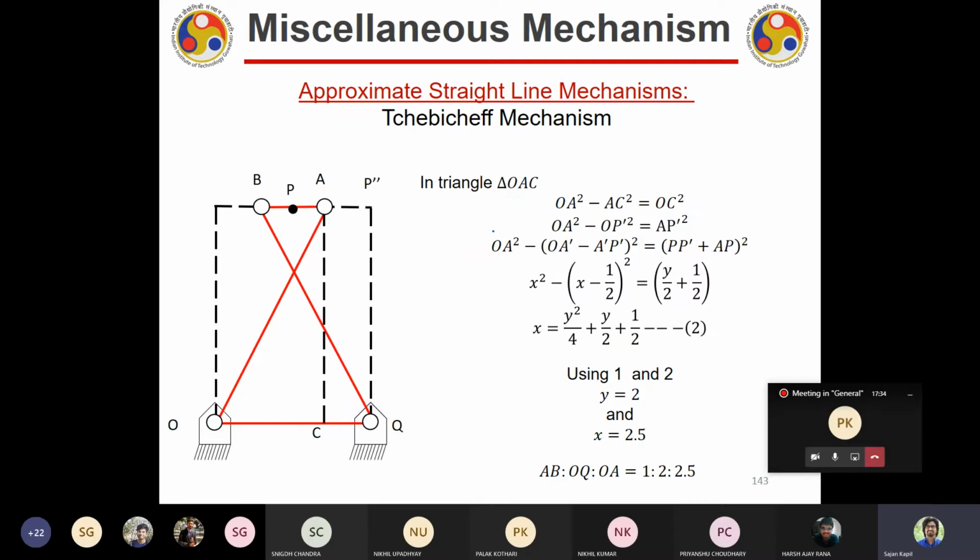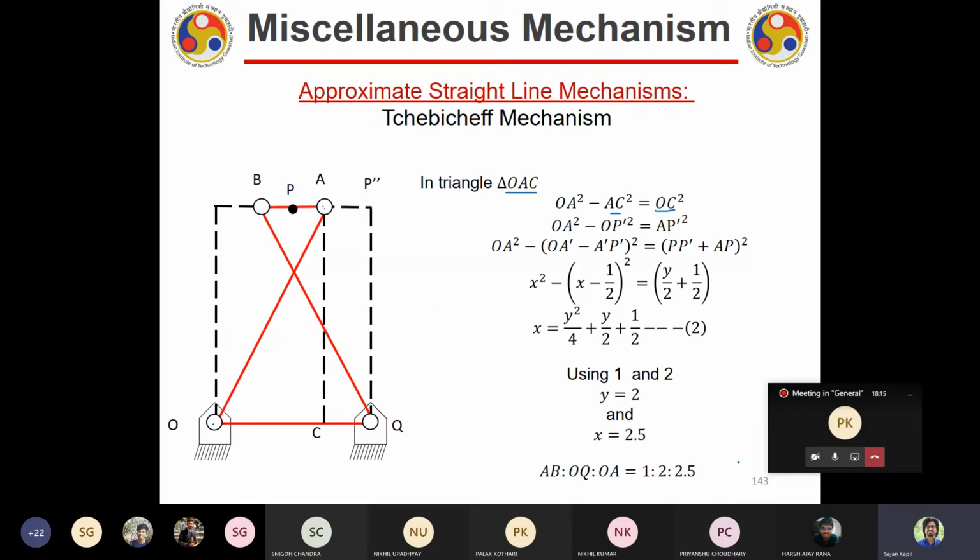Now look at another triangle, triangle OAC. This is a perpendicular I am drawing from point A to the line OQ. In this triangle, of course, OA square is equal to OC square plus AC square, or in other words, OA square minus AC square equals OC square. What is AC square in this case? What is AC? AC is nothing but equal to OP dash. Is it correct or not?